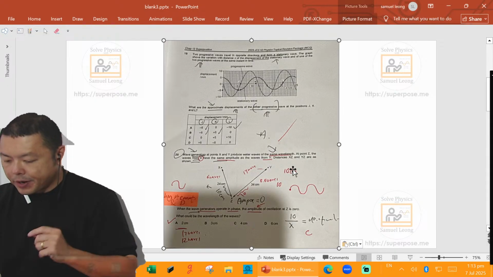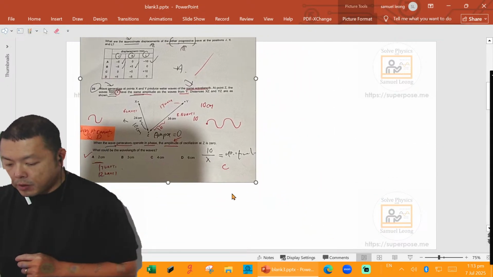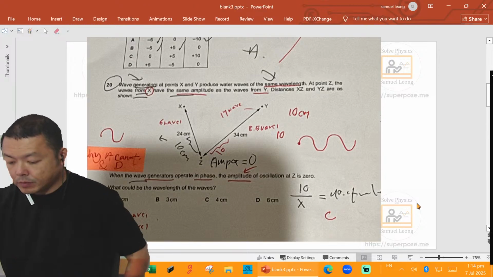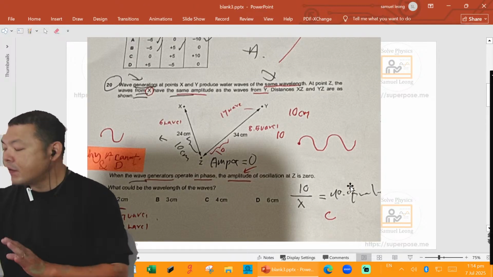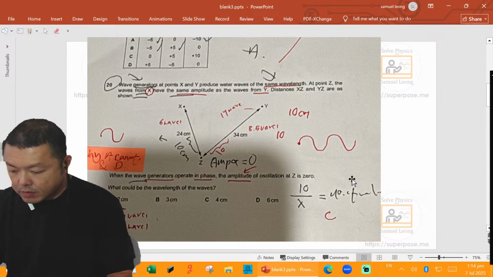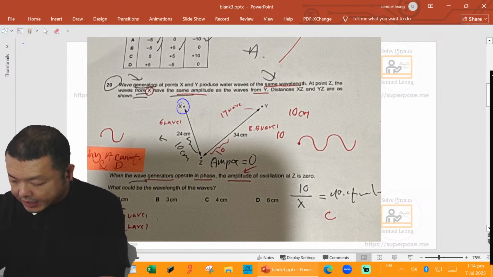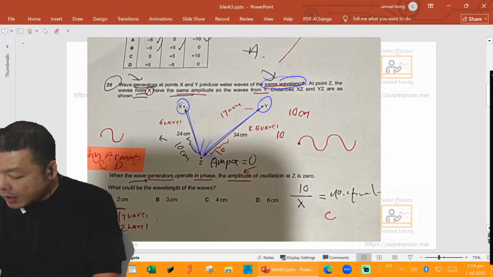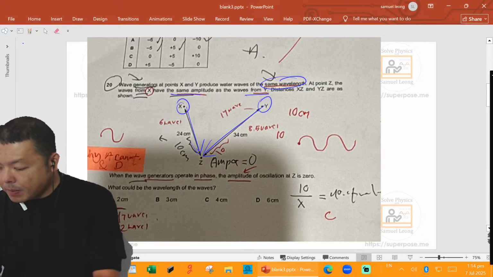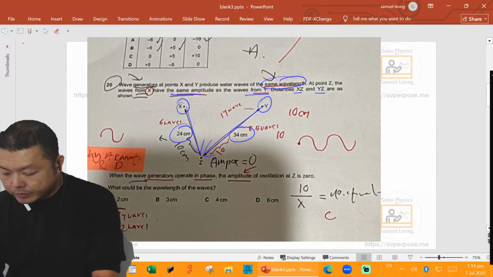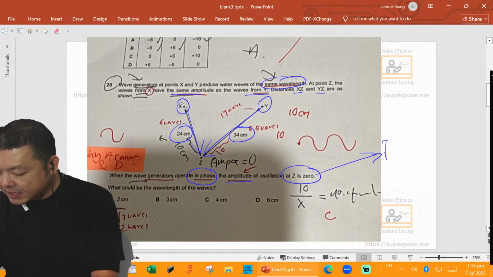Is it this one? Okay, this one, so 20. Wait, I haven't even read the question yet. Waves generated from X and Y produce water waves that meet at point Z. X travels to Z, Y travels to Z. Same wavelength, and the wave at Z from X has the same amplitude as that from Y. Distances XZ and YZ are shown as 24 cm and 34 cm. When the wave generators are in phase, the amplitude at Z is 0. This means destructive interference.